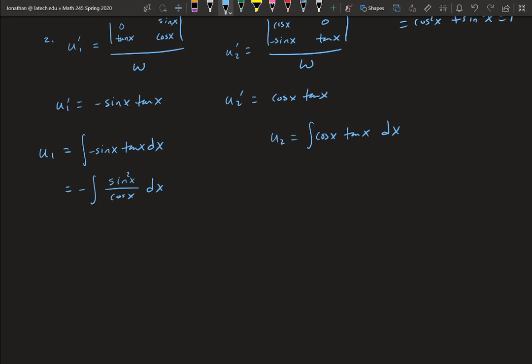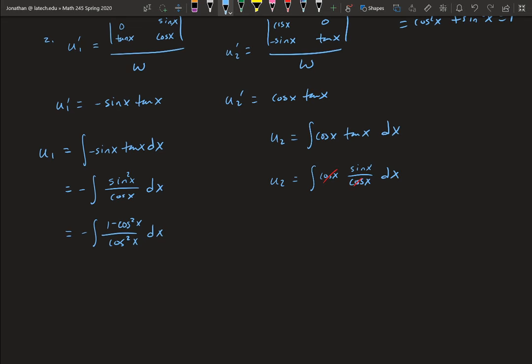And over here, u2 equals the integral of cosine x times sine x over cosine x dx. Not too bad actually on that one. The cosines are going to cancel. That's easier. The first one, oh man, what do you do? Let's see, we could write this as negative integral of 1 minus cosine squared over cosine squared, just a little trig identity, the Pythagorean identity.